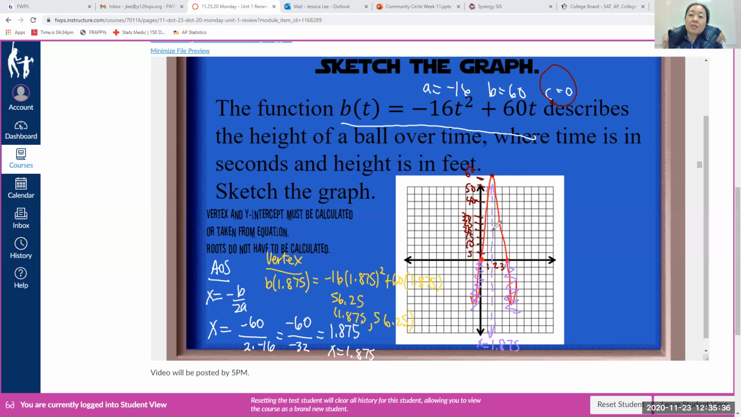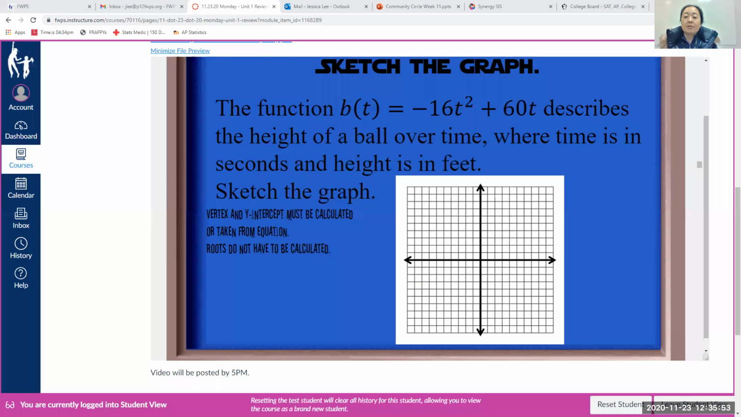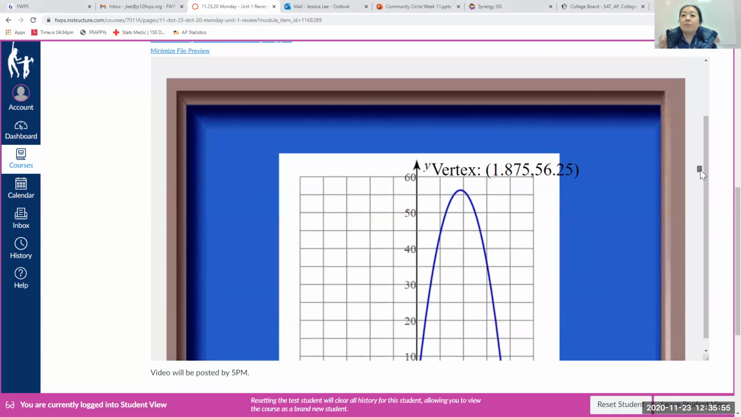It should just stop right there, because if we're talking about a ball, what does it mean if it goes under the x-axis? You literally threw it so hard that it went into the ground, underneath the ground. It's like digging a hole, right? We're not doing that. Okay. There we go. And then we're going to go forth and prosper.